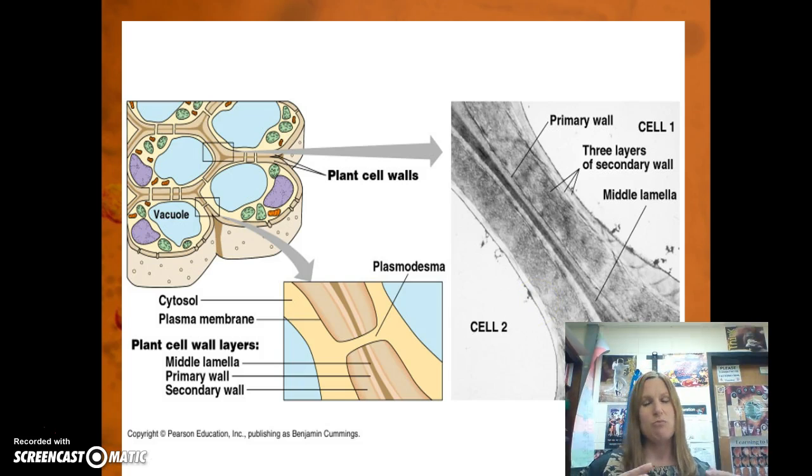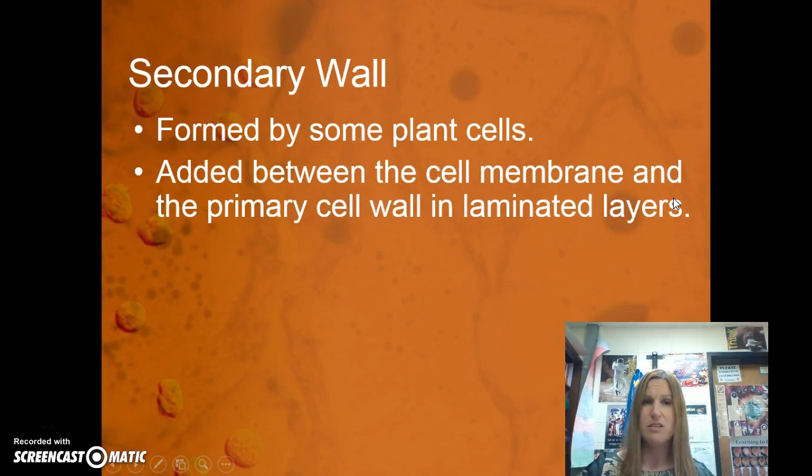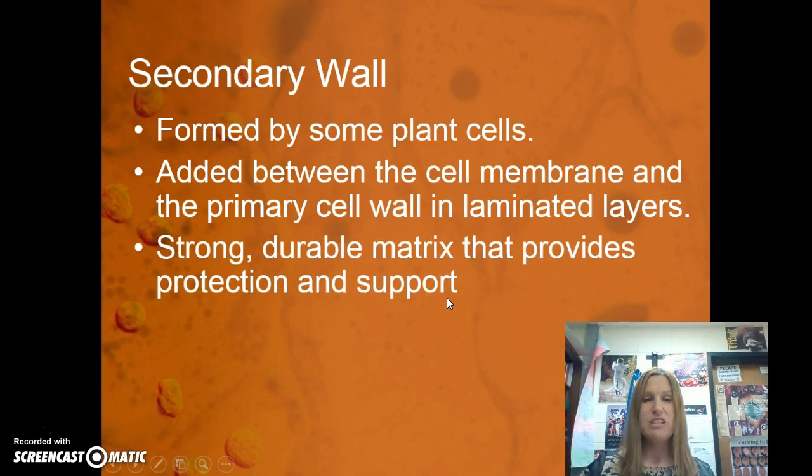So as a plant grows and matures, it will do one of two things. When it's stopped growing, it will harden, release more substances to help harden that primary wall, or it's going to build a secondary wall. So let's take a look at the secondary wall here. This is only formed by some plant cells, added between the cell membrane and the primary cell wall in laminated layers. So I want you to think laminated layers here. And what this does is it provides a very strong, durable matrix that provides protection and support to that plant.